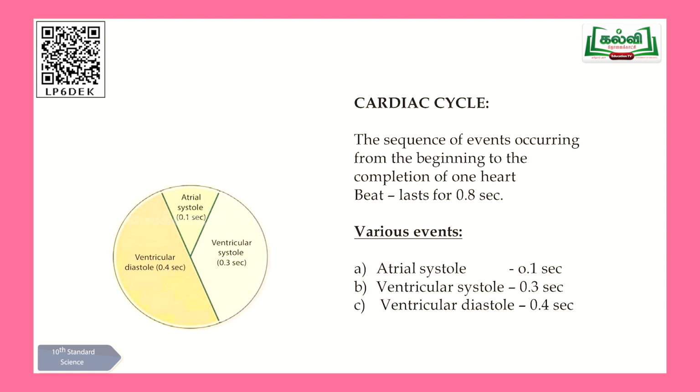After that, the ventricle will be filled with blood. Then the ventricle will undergo contraction, ventricular systole. That will last for 0.3 seconds. Then finally, the ventricle will relax because the blood is already forced to the pulmonary artery to the lungs. Now it will relax. That's called ventricular diastole. That will last for 0.4 seconds altogether. Each heartbeat will last for 0.8 seconds.